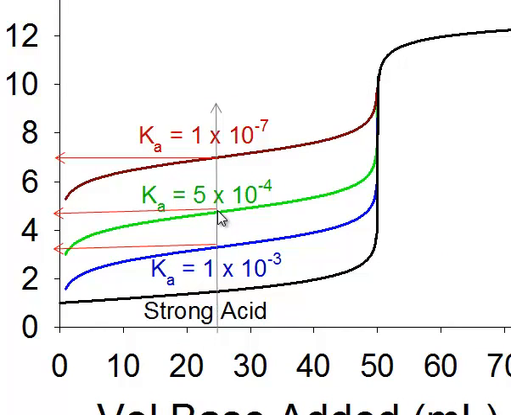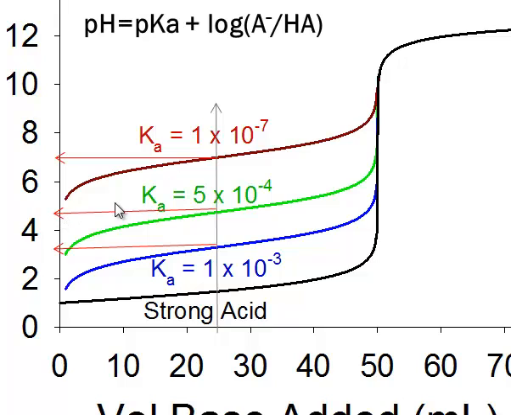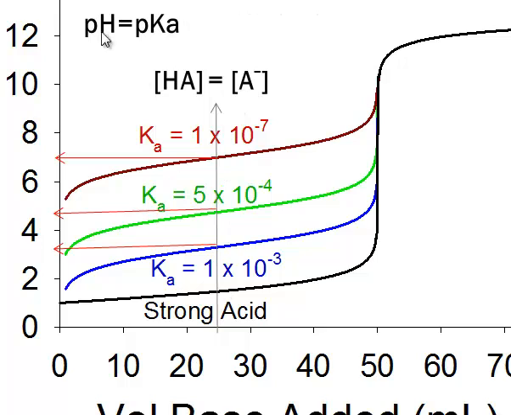So if I need a buffer of somewhere in the neighborhood of 4 or 3.8, I would look at a weak acid that had a Ka of around 5 × 10 to the -4, and it's going to give me a pH somewhere in the neighborhood, well, actually it looks like around 5. And that is from the Henderson-Hasselbalch equation, which is pH is equal to pKa plus the log of A- over HA, the base over the acid. And if I simply have HA equal to A-, which I do at the 1/2 equivalence point, then pH simply equals pKa.